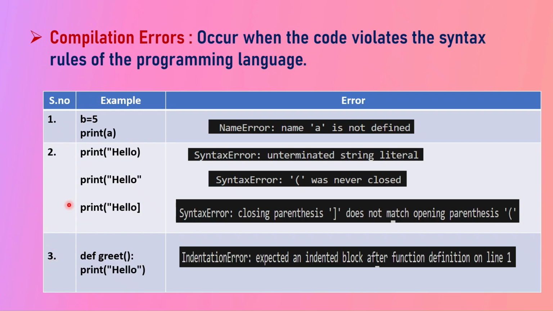So here I have given three examples. Let's see the first example. In this first example, I declared the variable b and assigned the value 5 to it. And then I was trying to print the value of a, which is not defined. Here I have only defined b, but I was trying to print the value of a, which is not defined. So that's why it throws an error, a name error, saying that name a is not defined.